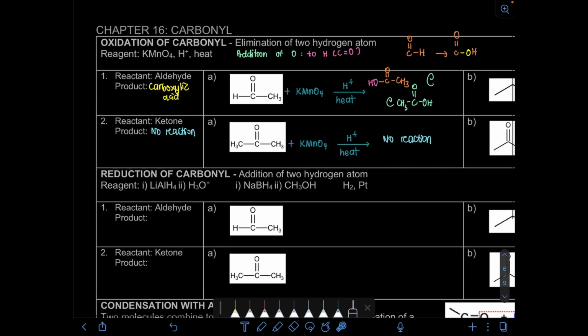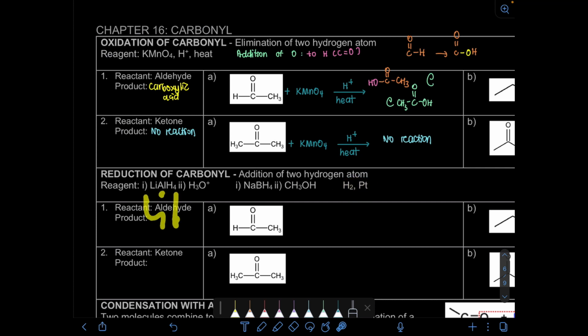So now let's look for the case of reduction. So reduction ni terbalik pula. Is the process where we're going to add 2 of our hydrogen atom. Okay, so we have 3 actually reagents. Satu lithium aluminium hydride dengan H3O+. Second one adalah sama ada sodium borohydride ataupun methanol. So this is actually methanol sebab we have only 1 carbon. Ataupun we can use hydrogen platinum.